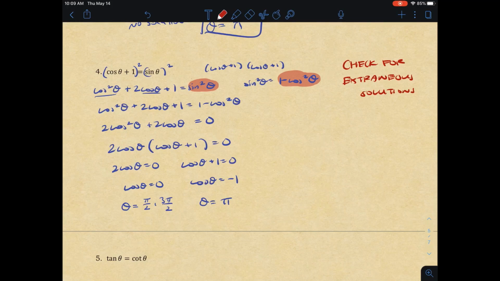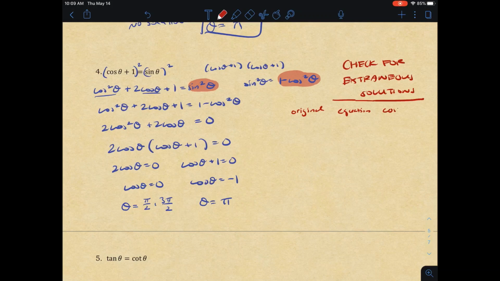I always think of extraneous solutions as extra solutions that appear, but they're not actually solutions, right? It just seems like they are. And the reason why we have to check for extraneous solutions, by the way, is because of the fact that we took the square of both sides. And when that happens, you usually end up with more solutions than the original problem. And so because of that, we always have to check for extraneous solutions. And so you always want to make sure you check the original equation.